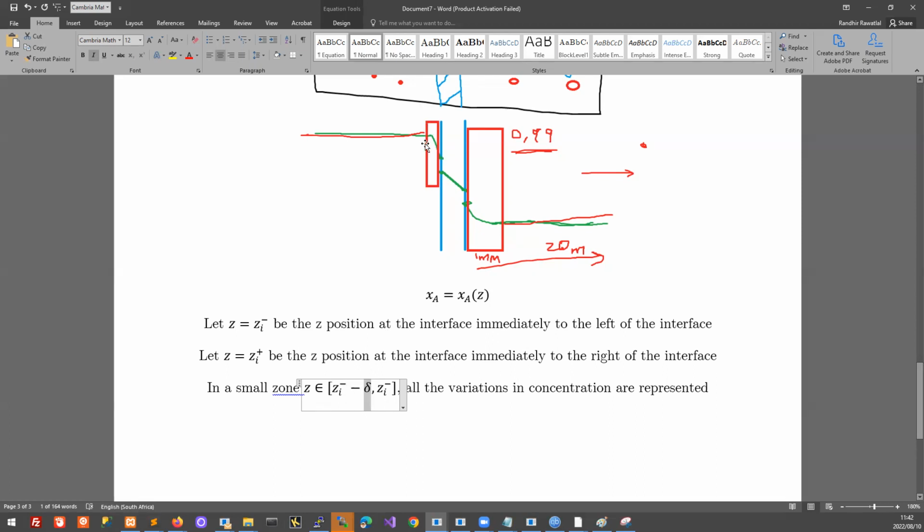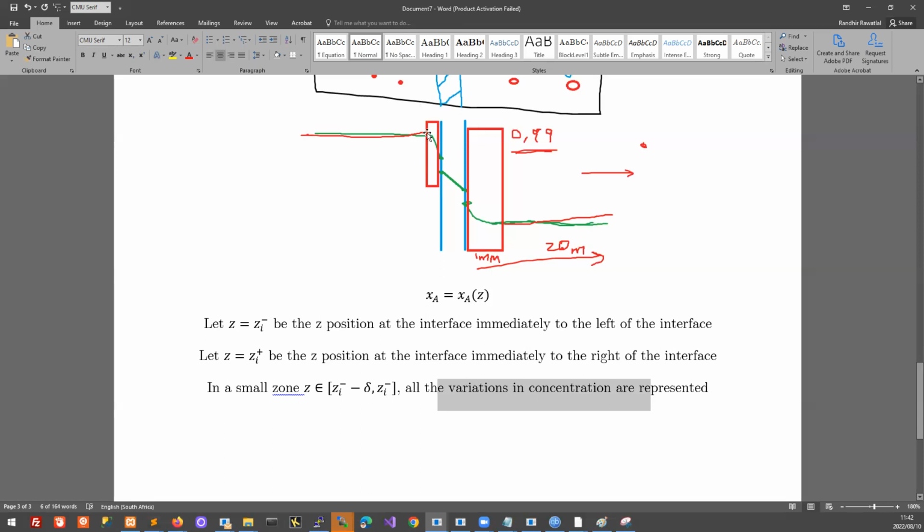So the position here is going to be Zi minus minus delta. That gets us to this position. And then this is the position Zi minus. So between those two positions, all your variation in concentration occurs. So most of the change happens there.